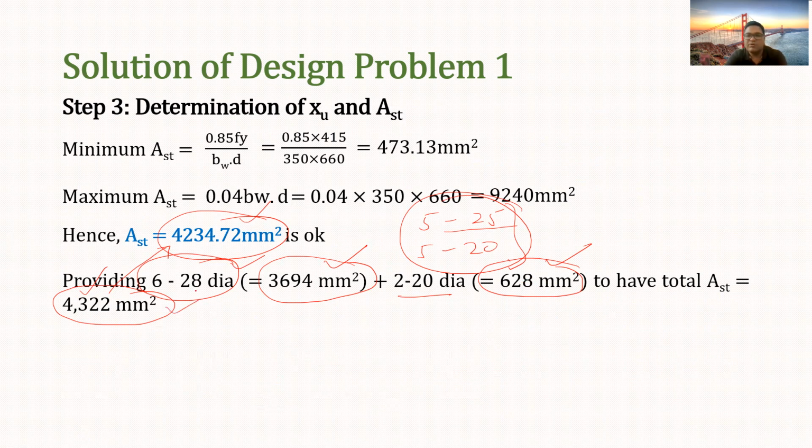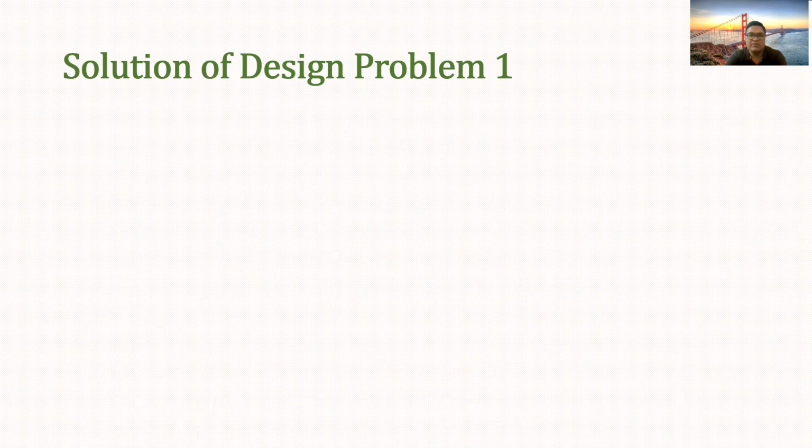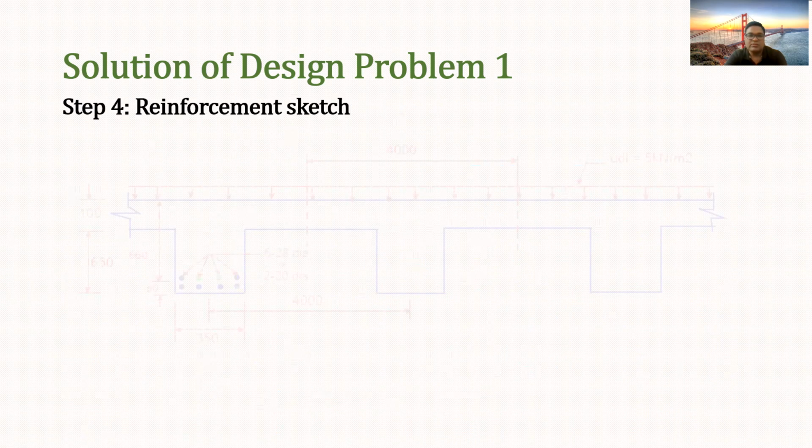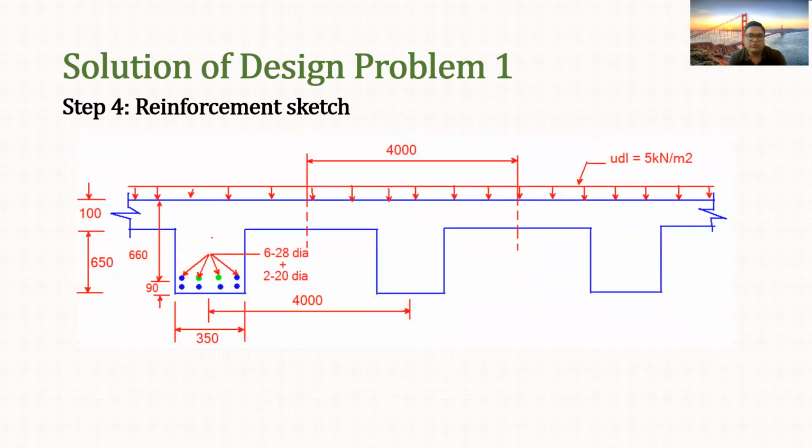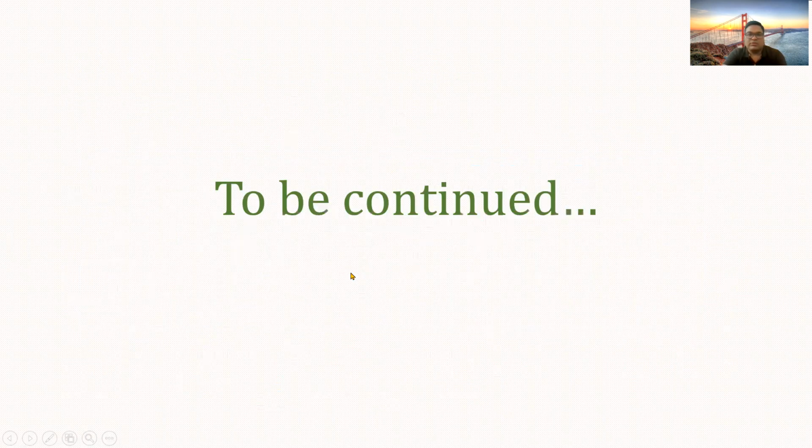Now we have provided the number of bars, so we can show that in the reinforcement sketch. Here, this is our reinforcement sketch. Like this beam, we can provide the same reinforcement in this case also and in this case also. Here, green dots show the 20 mm dia bars, and blue dots show the 28 dia bars. This is how we can show the reinforcement sketch. That completes our design problem. Thank you.